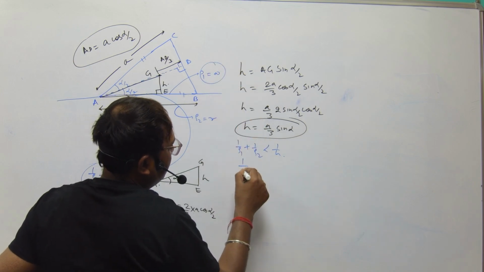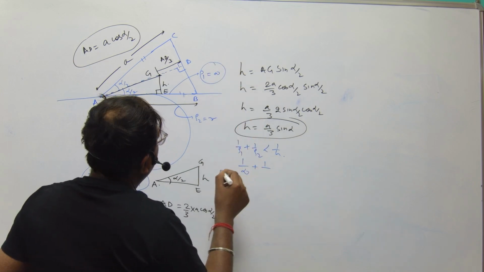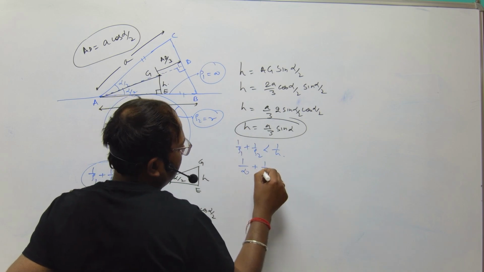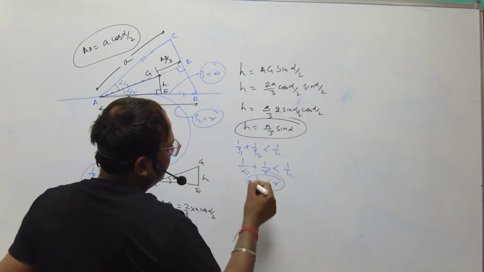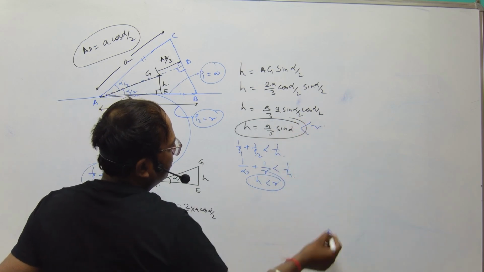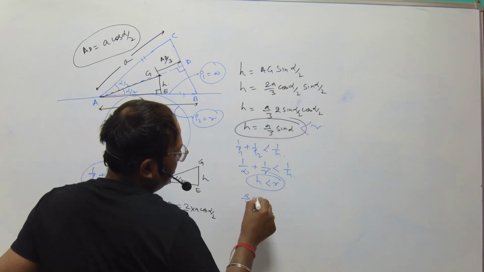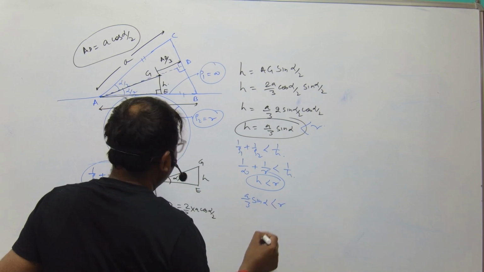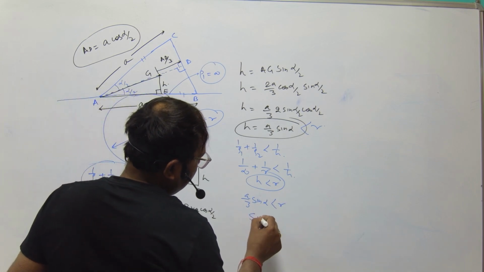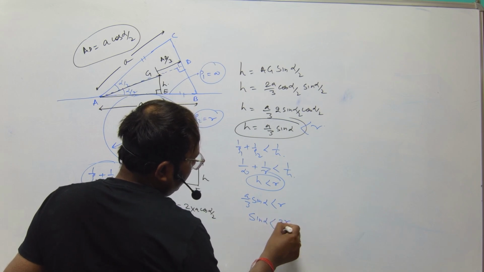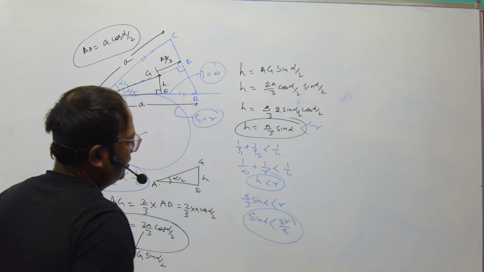So we have infinity plus 1 upon rho 2. The value of rho 2 is r, which is less than 1 upon h. So h is less than r. So a by 3 sin alpha is less than r. From here, what we have to show is sin alpha is less than 3r upon a. This we have to show in the question.